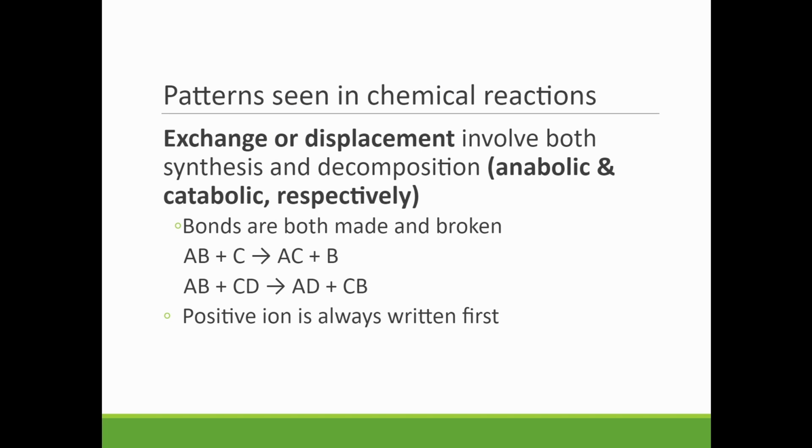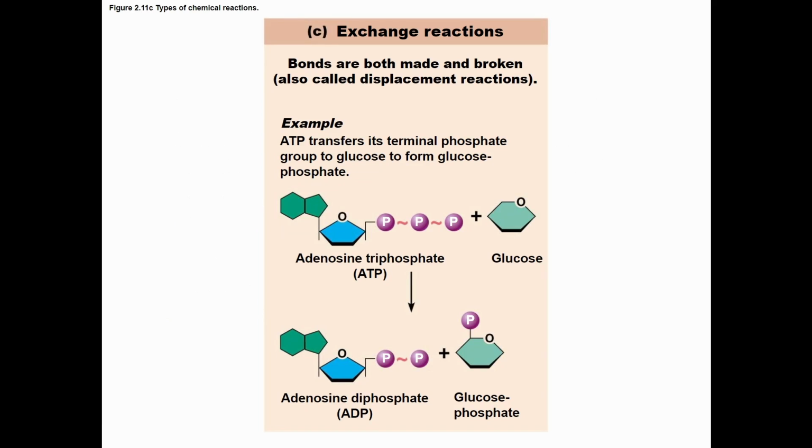There are also some other patterns seen in chemical reactions, and that's the combination of synthesis and decomposition. These exchange or displacement reactions involve both synthesis and decomposition, or anabolic and catabolic reactions, respectively. So we can see in the 2 examples that bonds are both made and broken. And even though this is a simplified example, if you were to do this in reality, you would make sure to always write the positive ion first. That's why sodium, as a cation in a chemical reaction, is written before chloride. The sodium is going to be positively charged and chloride negatively charged after the formation of an ionic bond.